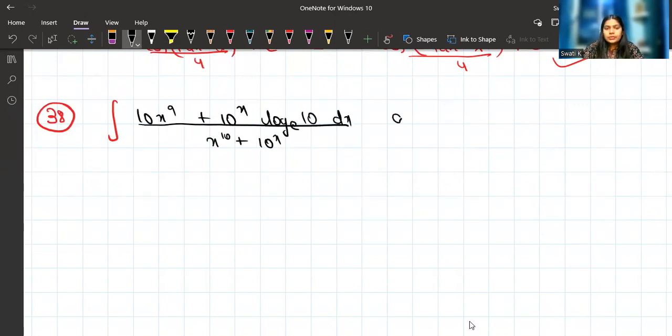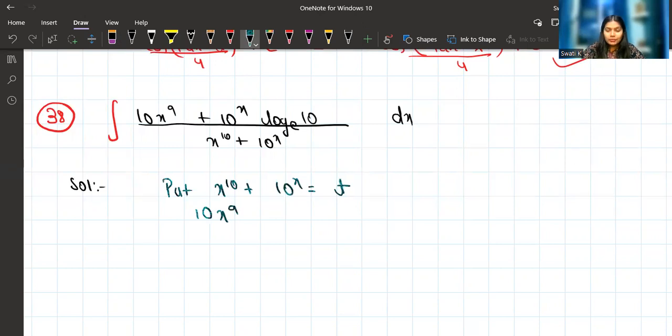So we need to simplify this. Okay, I have already written dx here, but I'm just writing it over here now. So we need to simplify this. Again, this looks complicated, but this is very simple. All you need is to substitute the denominator as t. So x raised to 10 plus 10 raised to x equals t. Now x raised to 10, it's very simple. 10 x raised to 9, right? Because the derivative of x raised to n is n into x raised to n minus 1. Now derivative of a raised to x, right?